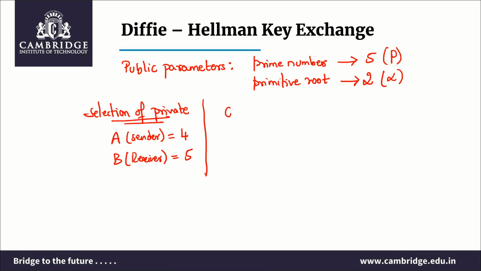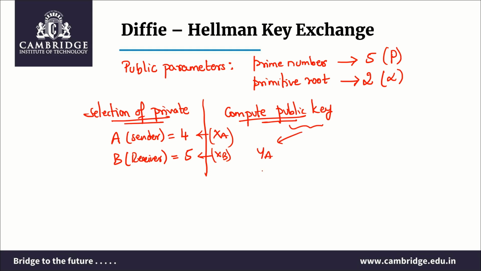Now, once the selection of private keys is done, what is the next thing that we have to do? We have to compute the public key, right? In the explanation of the algorithm, we considered the private keys as XA and XB. Here XA is 4 and XB is 5. Now I have to compute the public keys, which we are taking as YA and YB.